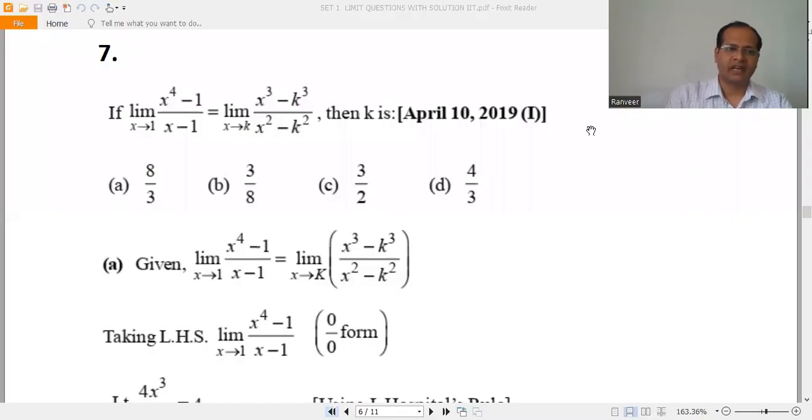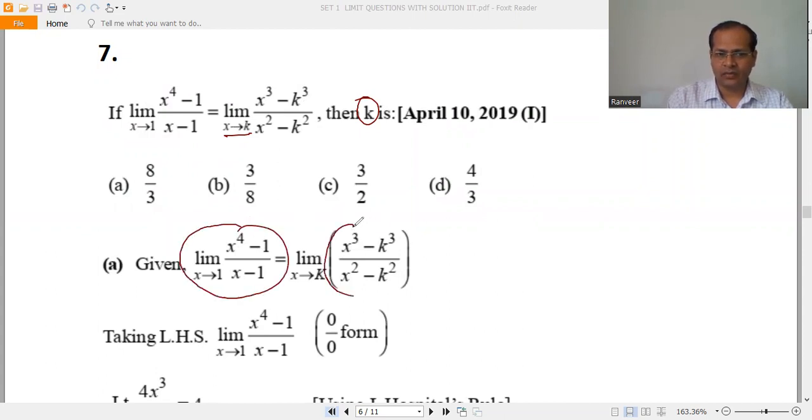Now question number 7. Limit x tending to 1, x to the power 4 minus 1 over x minus 1, equals limit x tending to k, x cube minus k cube over x square minus k square. What is the value of k that we have to find out? Now in this type of question, what do we have to do? First of all, this is completely 0 by 0 form. This is also 0 by 0 form.